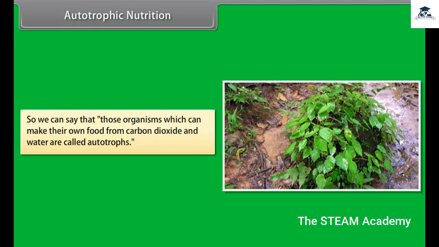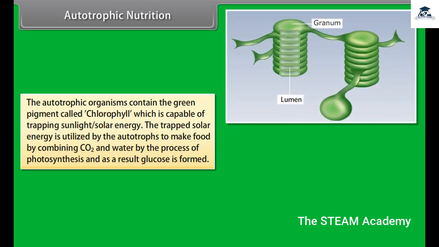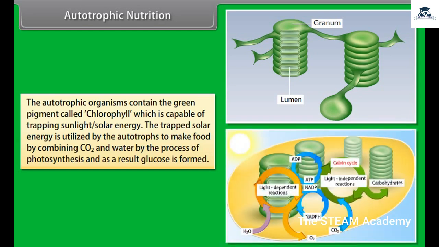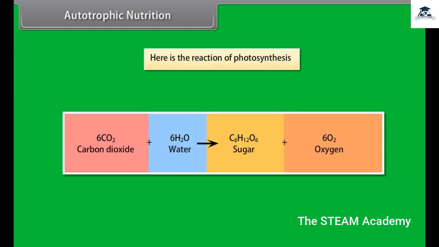So we can say that those organisms which can make their own food from carbon dioxide and water are called autotrophs. The autotrophic organisms contain the green pigment called chlorophyll, which is capable of trapping sunlight, solar energy. The trapped solar energy is utilized by the autotrophs to make food by combining CO2 and water by the process of photosynthesis, and as a result, glucose is formed. Here is the reaction of photosynthesis.